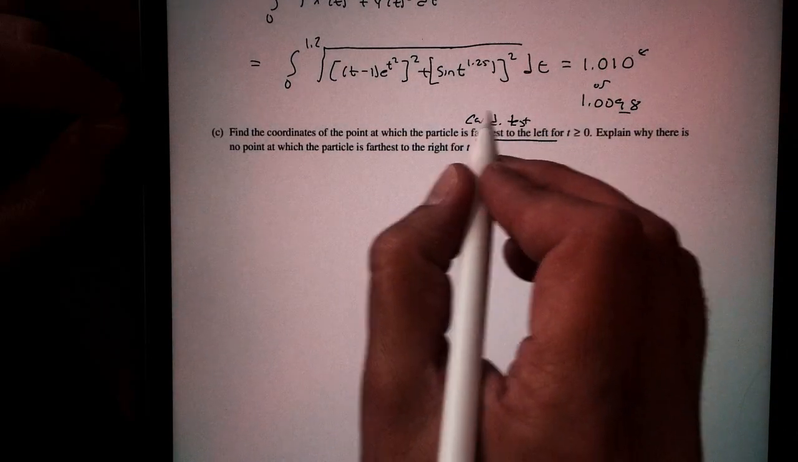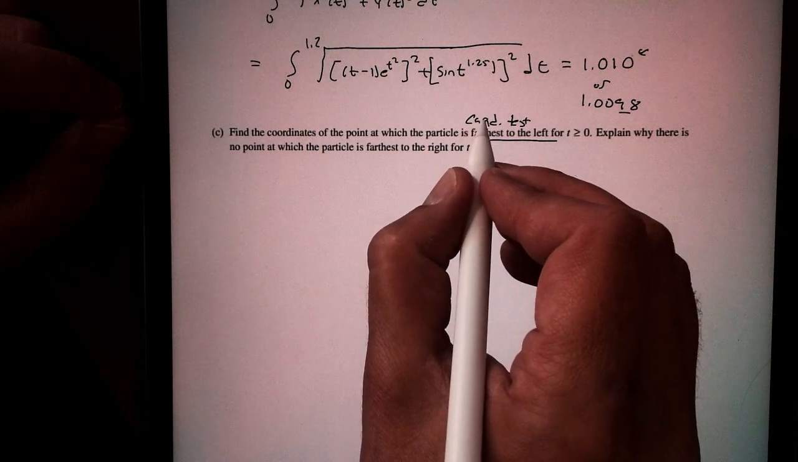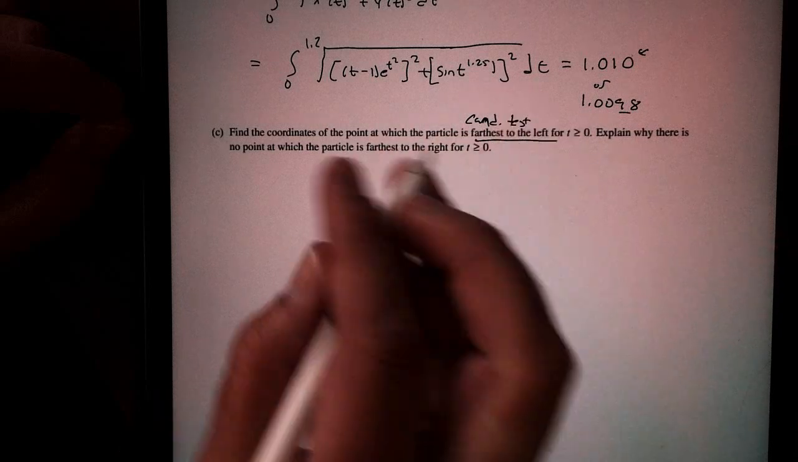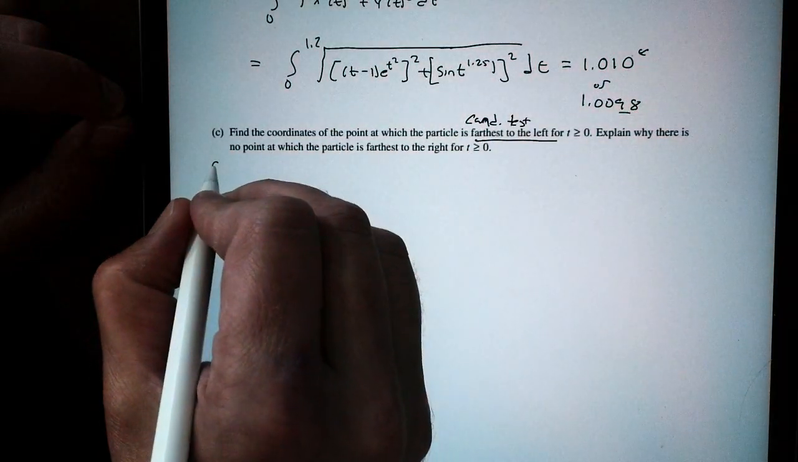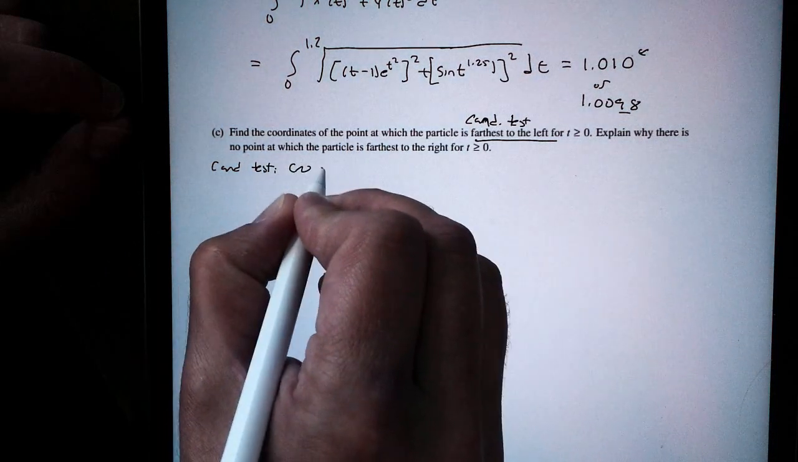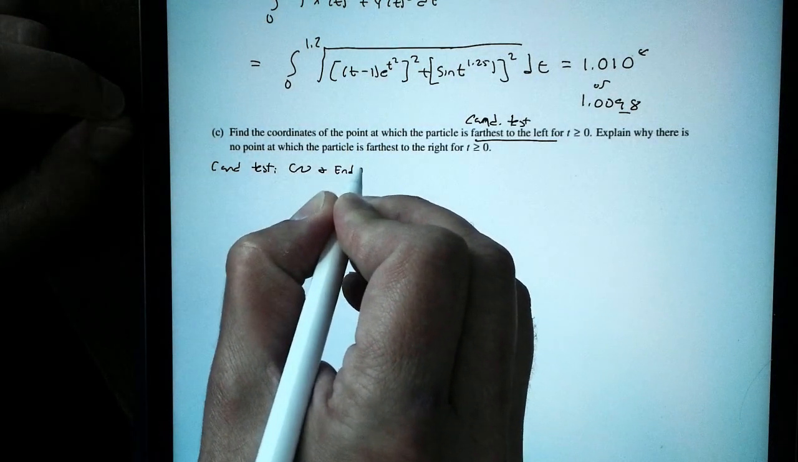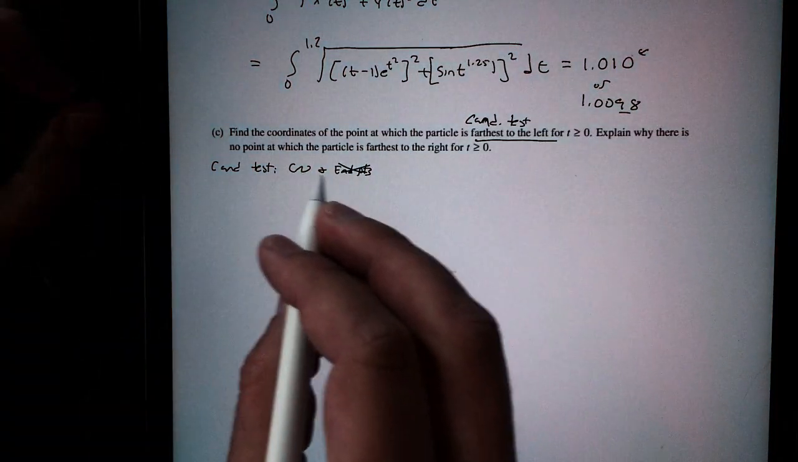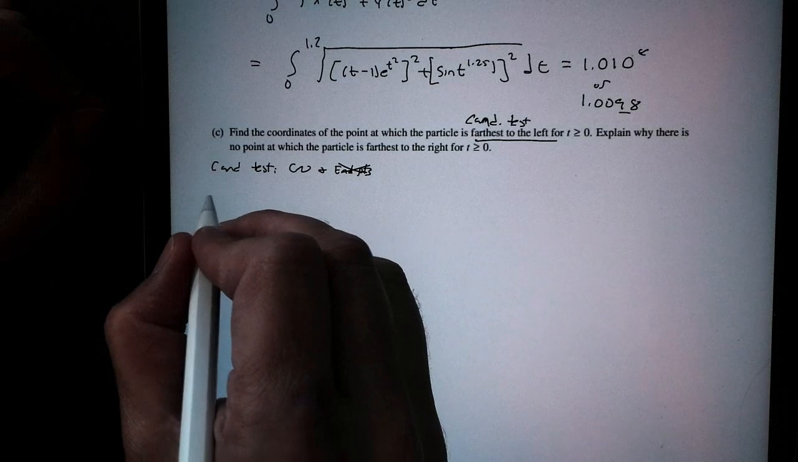So I'm thinking candidates test here, and the reason is because it says the farthest. My only problem is it doesn't give me endpoints. Remember, for a candidates test, you need your critical numbers and endpoints. But what happens if we don't have endpoints? Well, let's see what happens. So let's look for our critical numbers.